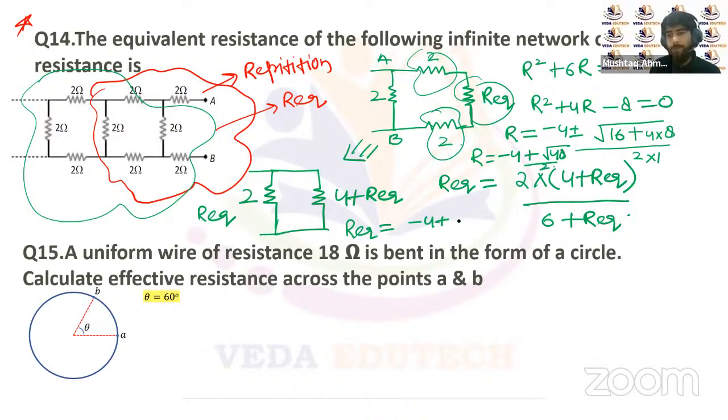We can write it as 4 root 3, right, upon 2, right? So this will be the final resistance for this circuit, right? Minus 4 plus 4 root 3 upon 2 ohm will be the equivalent resistance for this circuit, right?